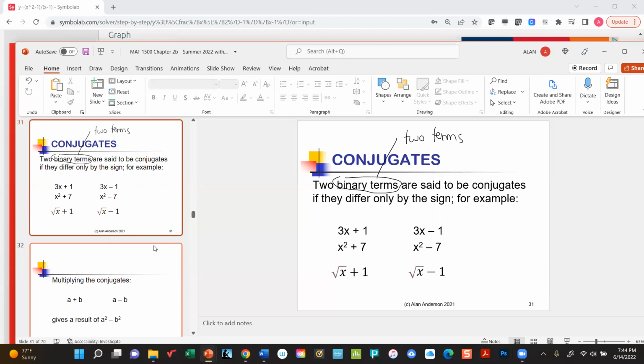So if we have, for example, 3x plus 1, its conjugate is 3x minus 1. They're identical except for the sign. Same thing here, x squared plus 7, x squared minus 7. These are called conjugates of each other because they only differ by the sign. And the same thing, of course, here.